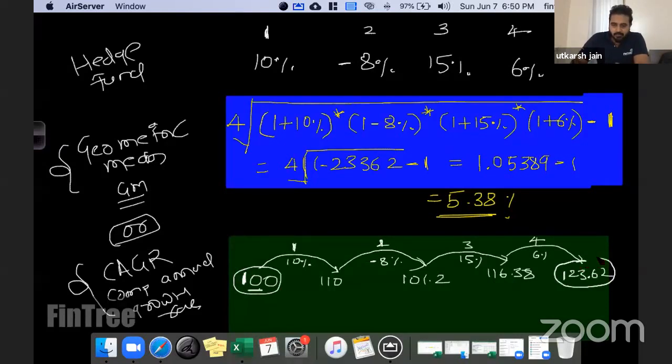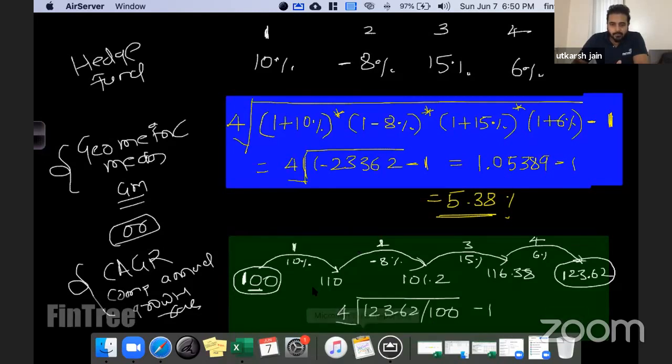So how much money have you really earned on this investment? 123.62 divided by 100, because 100 is what I started with. And since it happened in 4 years, so fourth root, minus 1. So even this formula will work. Let me show you on my calculator. Let's see if that works.